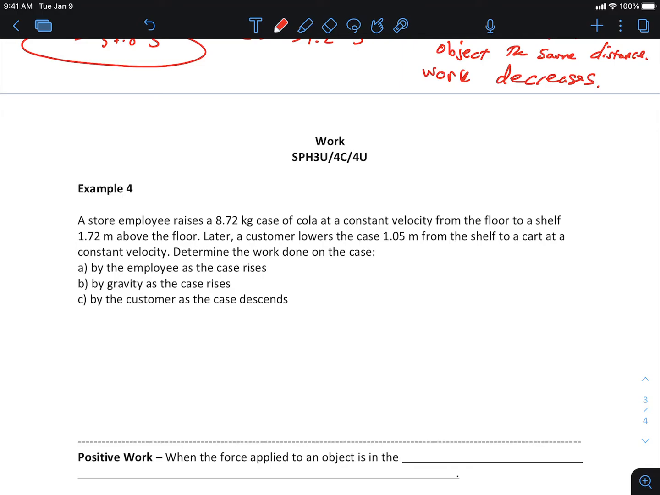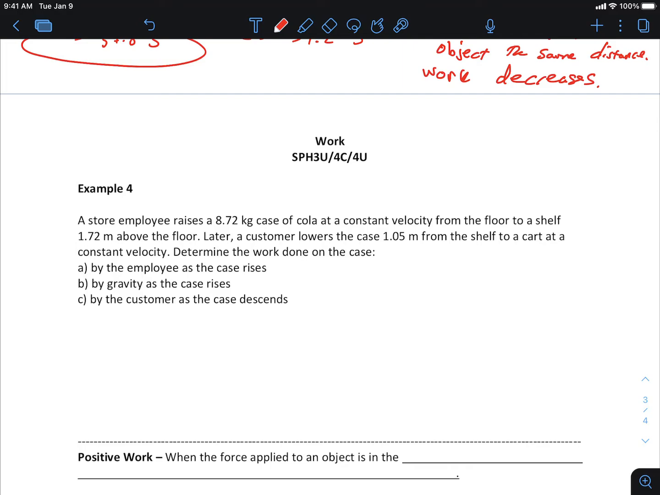Okay. So a store manager raises an 8.72 kilogram case of cola at a constant velocity from the floor to a shelf. The shelf is 1.72 meters above the floor. Later, a customer lowers the case 1.05 meters from the shelf to a cart at a constant velocity, okay? We want to determine the work done in each scenario here.